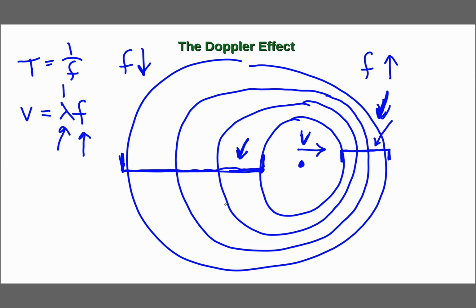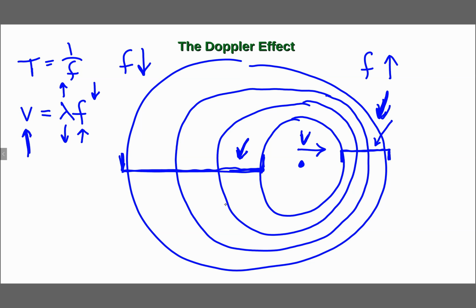So lambda up, f down, right? Or if I compress lambda, then lambda down, so f up, because this v doesn't change, right? If this is a v for some temperature of air, that's just what it is. So if I change one, the other has to change because v doesn't change. And indeed, that's what happens.